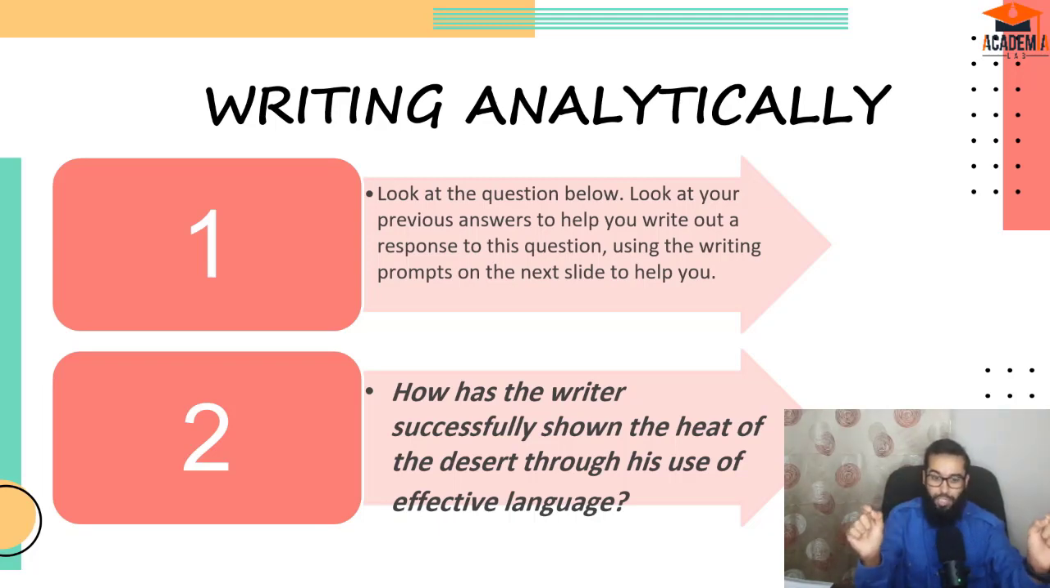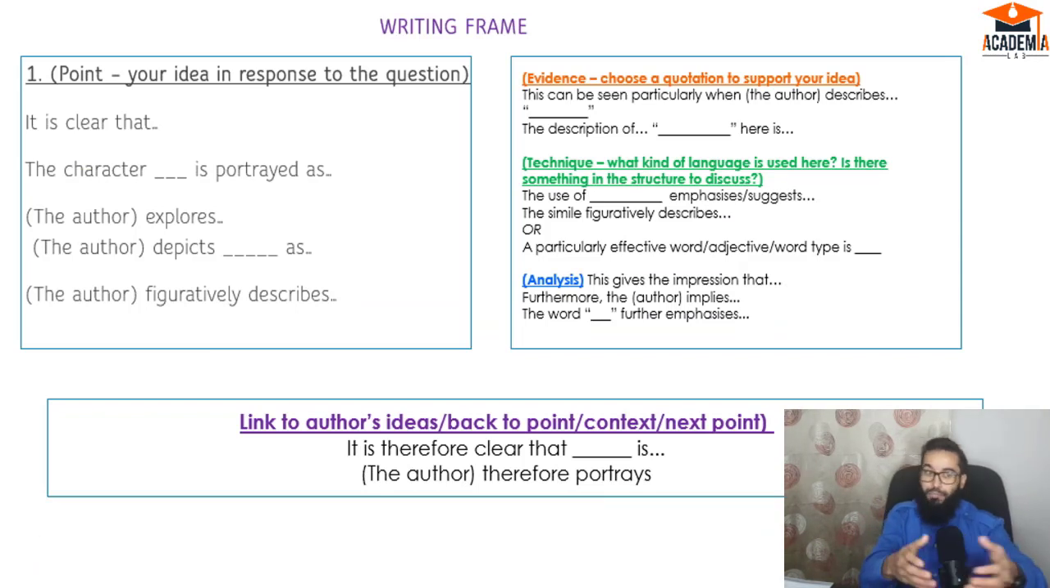How has the writer successfully shown the heat of the desert through his use of effective language? Okay, I'll repeat the question. How has the writer successfully shown the heat of the desert through his use of effective language? It's a very clear question. Now, this is how I want you to answer. The writing frame is very simple.